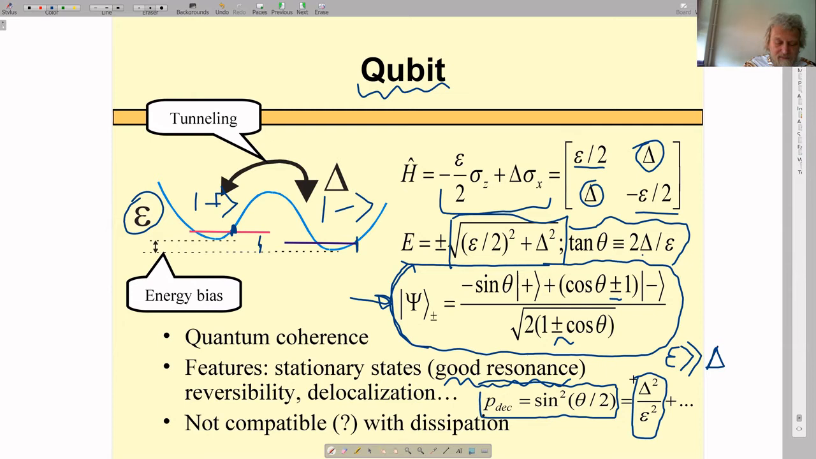Good. So this quantum mechanical description is not compatible with dissipation. Energy is conserved, quantum coherence is preserved.